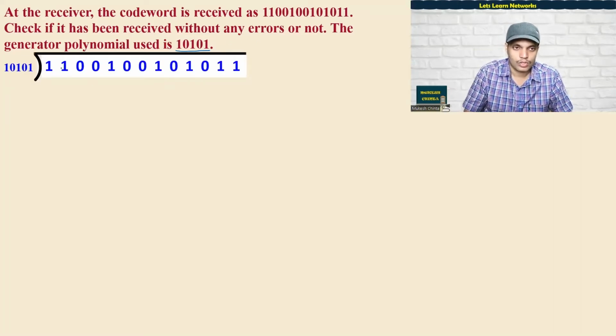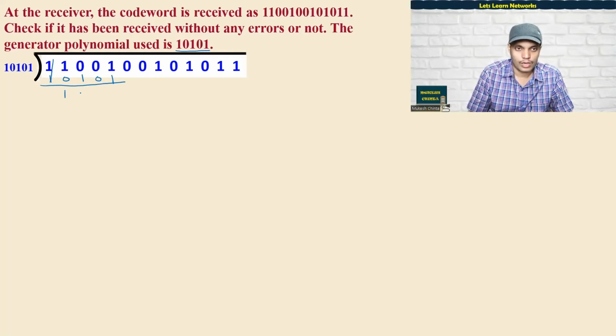1 0 1 0 1. Because it's a 1 here, 1 0 1 0 1. Remove the first element. 1 1 0 0. I'm just performing an exclusive OR here. Bring this 0 here. Once again, because it's a 1 here, 1 0 1 0 1. Remove the first element. 1 1 0 1. Putting this thing down. Now once again it's a 1 here. 1 0 1 0 1. Now the first element. 1 1 1 1.